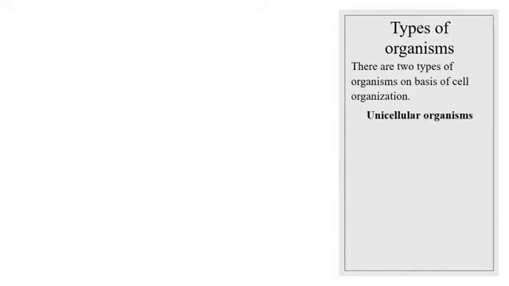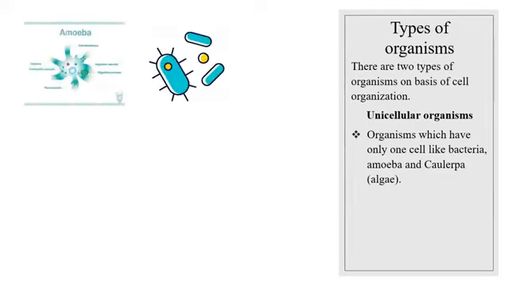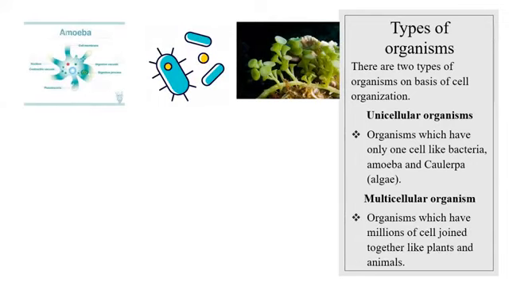When it comes to types of organisms, there are 2 types on the basis of cell organization. They are unicellular organisms and multicellular organisms. The unicellular organisms are those which have only one cell, like amoeba, bacteria, and cholera. Another type is multicellular organisms. Organisms which have millions of cells joined together are like plants and animals.